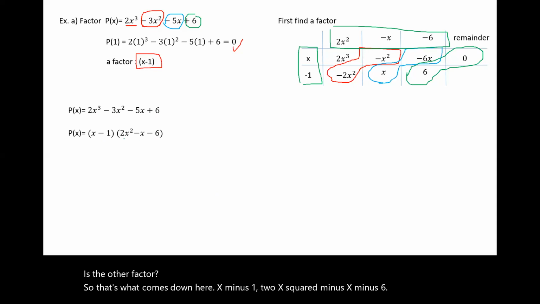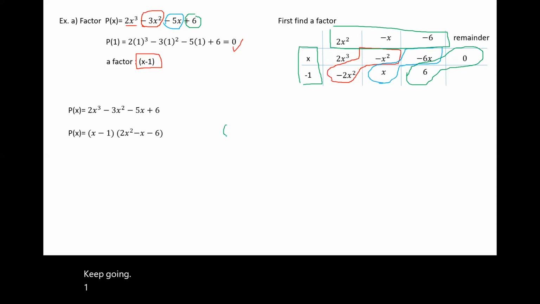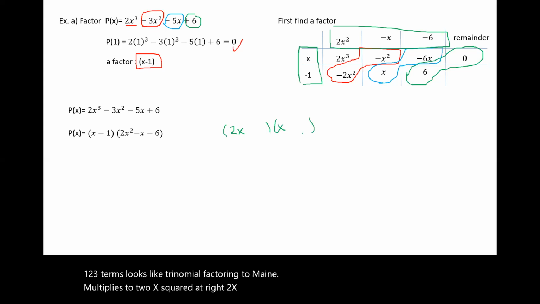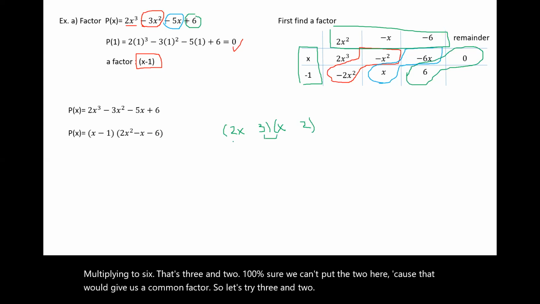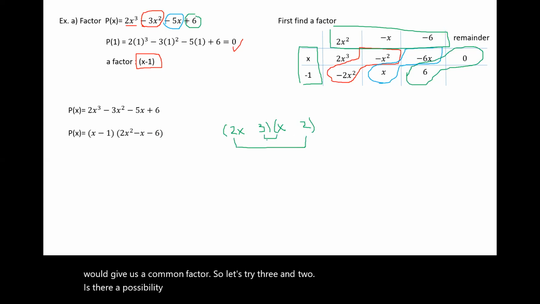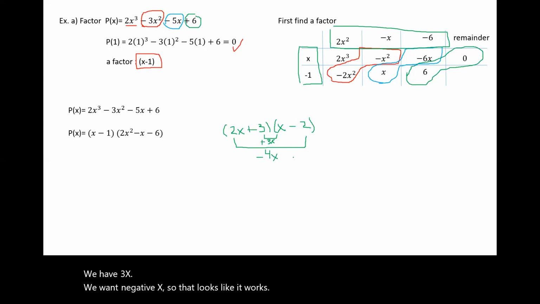Keep going. 1, 2, 3 terms. Looks like trinomial factoring to me. Multiplies to 2x squared. I'd try 2x and x. Multiplying to 6, that's 3 and 2. 100% sure we can't put the 2 here, because that would give us a common factor. So let's try 3 and 2. Is there a possibility of getting an x out of this? We have 3x, 4x. We want negative x, so that looks like it works. Okay, so that is factored.